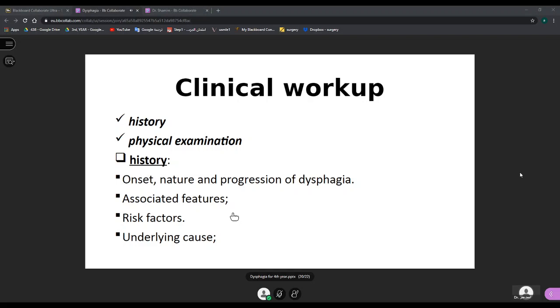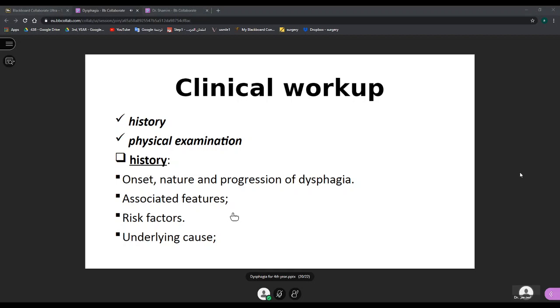First of all, we need to know what is the cause of dysphagia. Then try to find out whether the dysphagia is esophageal or pharyngeal, because there are 30 causes for each one of these two categories. Then you ask about the onset of dysphagia. How did it start? How did it progress? Whether quickly or suddenly, or gradually or insidiously, and then the pattern of dysphagia, whether it was for solid or for fluid phase.